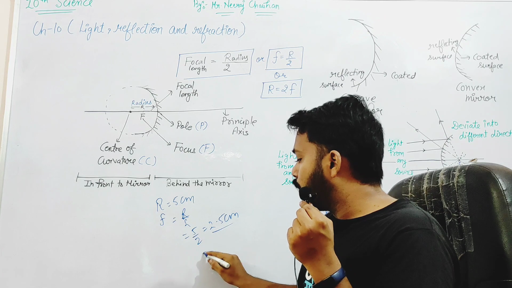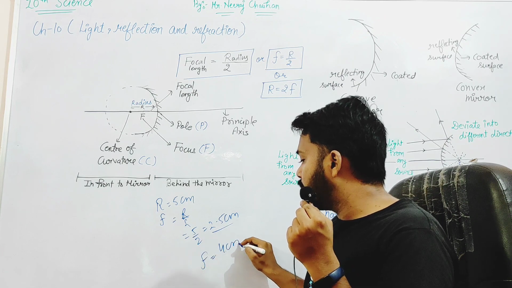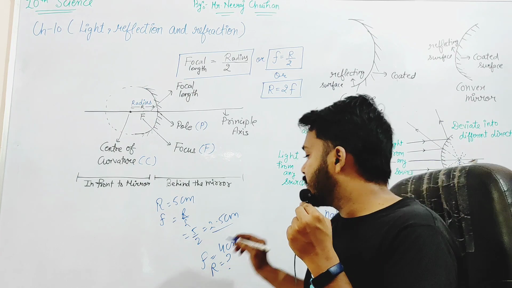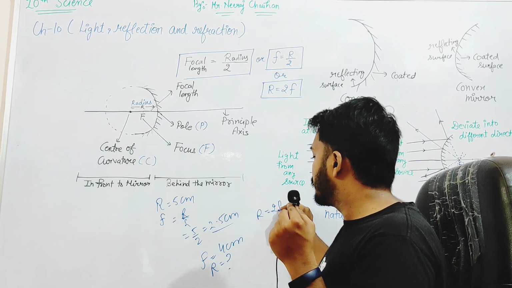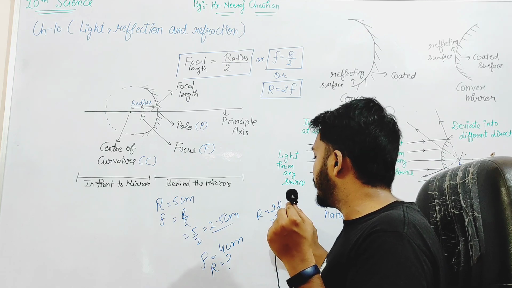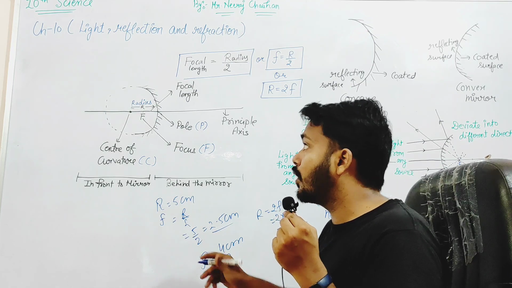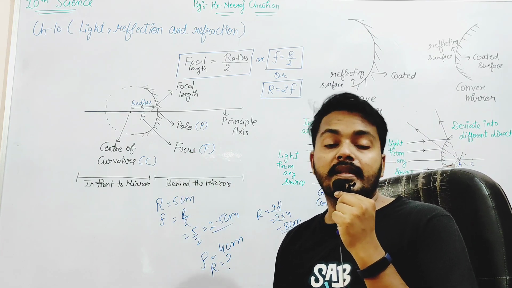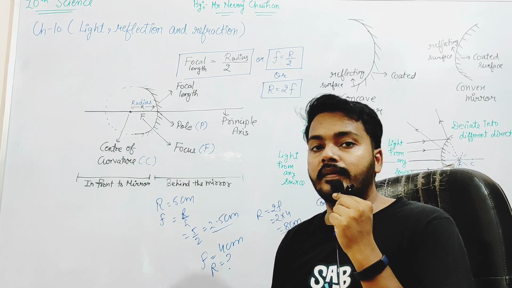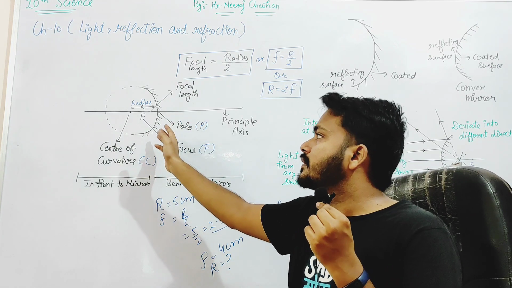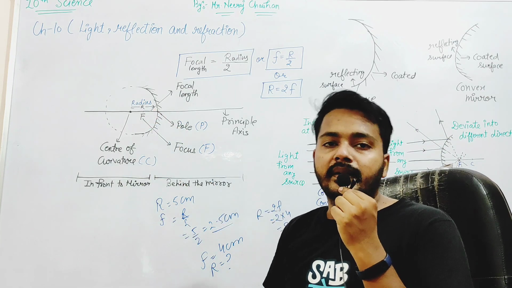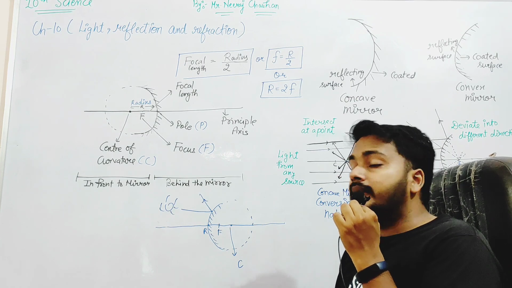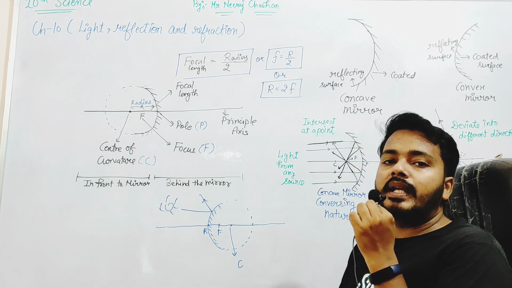Suppose another question: the focal length is given as 4 cm and you have to calculate the radius. You know that the radius is twice the focal length, so simply multiply by 4 and you will get 8 centimeters as the radius of that particular spherical mirror, and 8 plus 8, 16, will be the diameter of that spherical mirror. This is the coated surface and inside it is the reflecting surface. This is the case of the concave mirror. So in the next video we will study the types of image formation on the concave and the convex mirror.